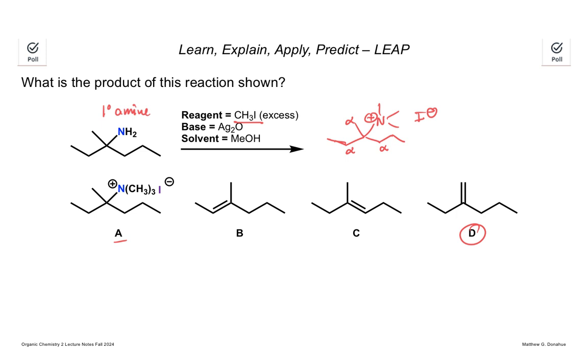So A is the intermediate. B and C happen from elimination of the other alpha carbons. But again, what's guiding us is that the alpha carbon with the most hydrogens is where the elimination takes place.